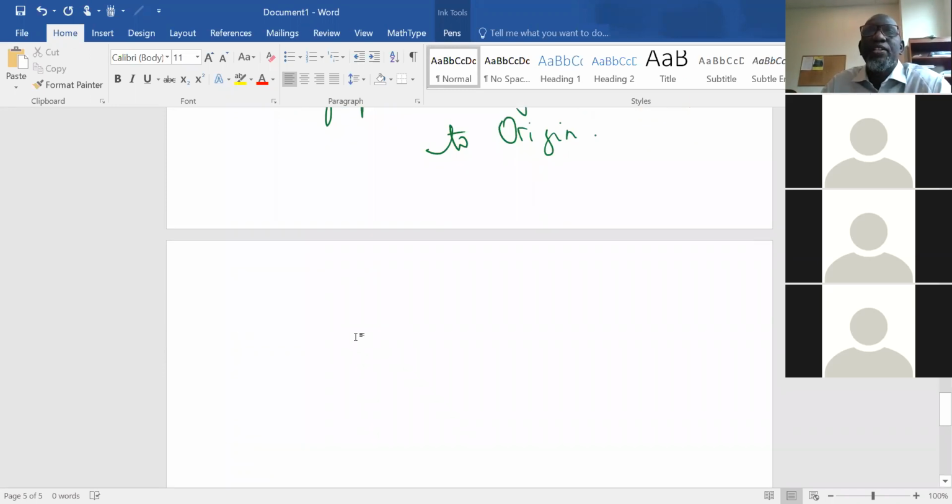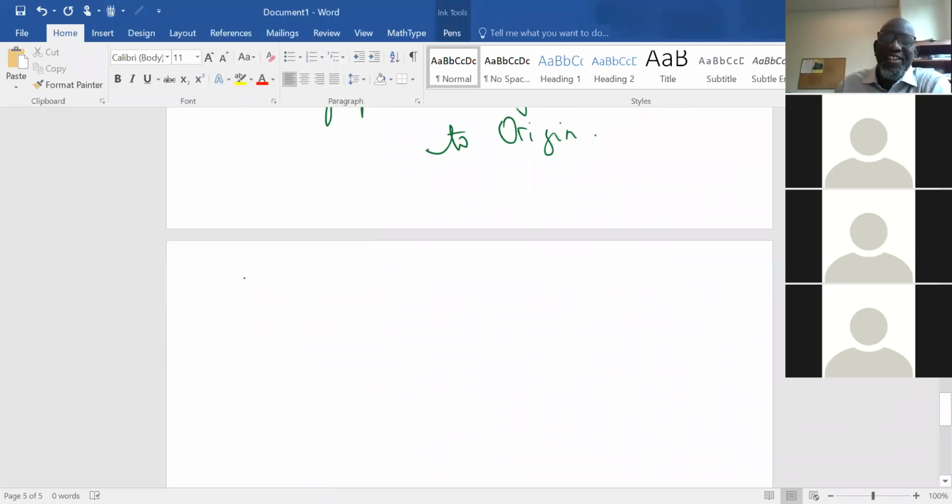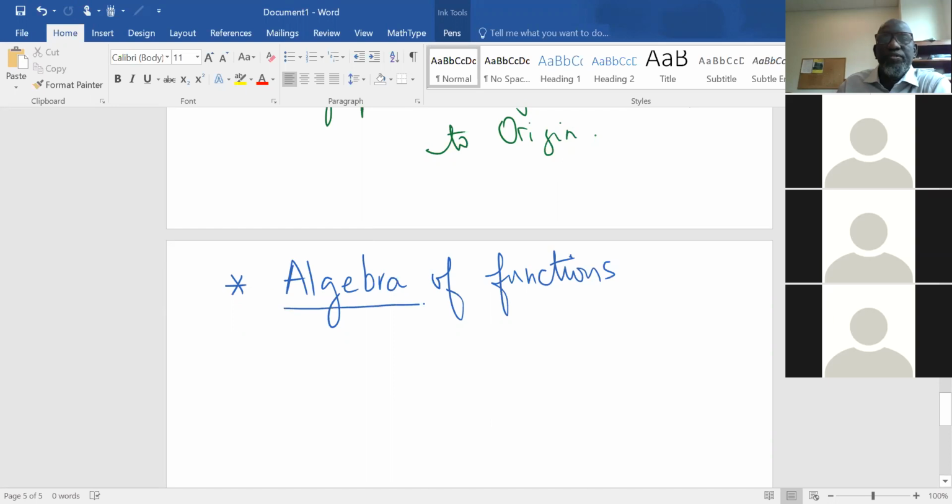So I'm anxious to see what's going to happen, if you're going to be allowed to come back to Zoom or not. Algebra of functions. I think it's going to kick us, but usually it does that if you don't have a membership, like if you have more than 4 people in a meeting.